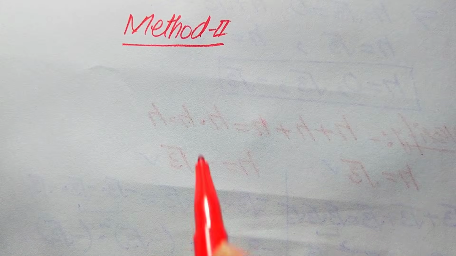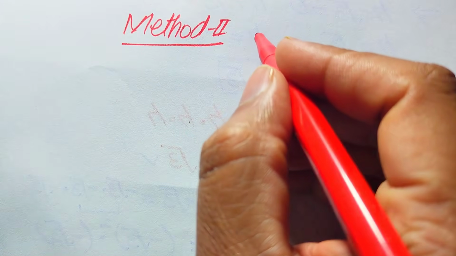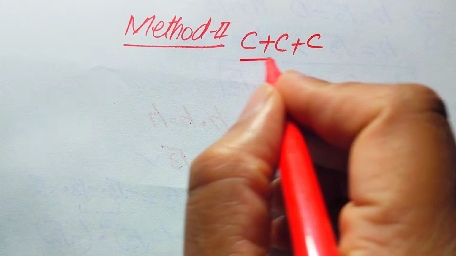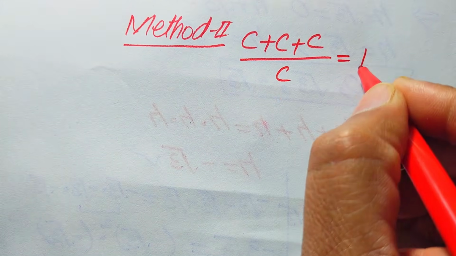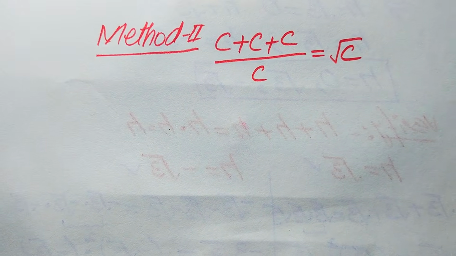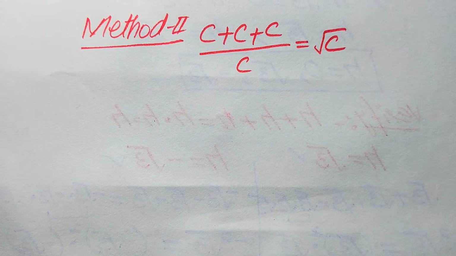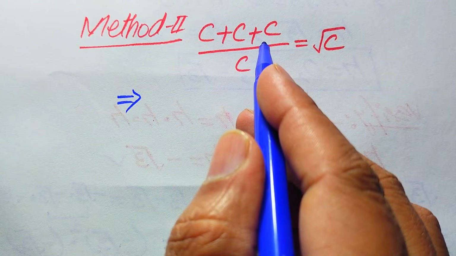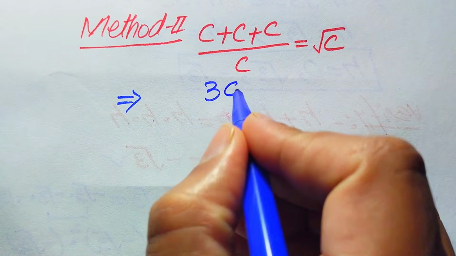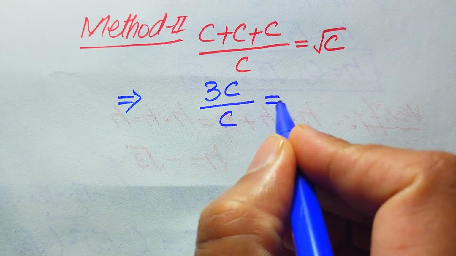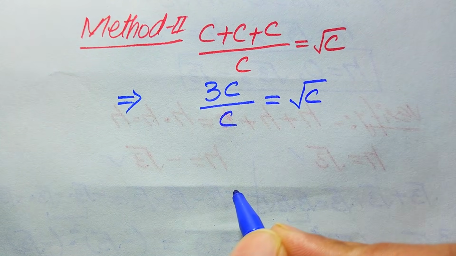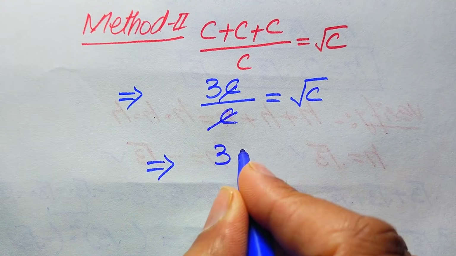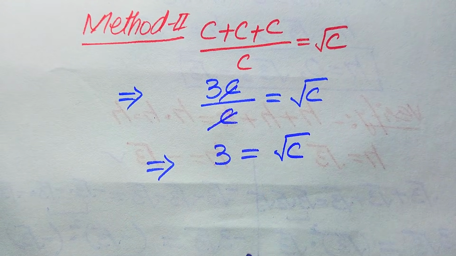Now in the next step, we again solve this problem using the second method, and for this we copy down the given question statement. Here it is c plus c plus c divided by c equals the square root of c. Here we use another technique to solve this problem for the values of c. First you see that c is added 3 times. We write it as 3 times c divided by c equals the square root of c. So this c and this c cancel, and we get 3 equals the square root of c.